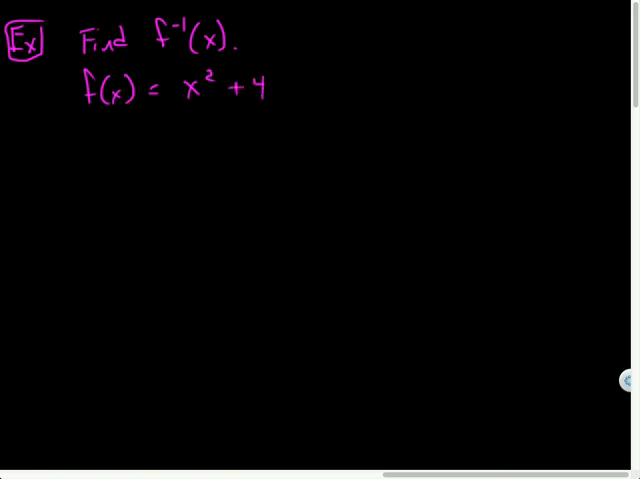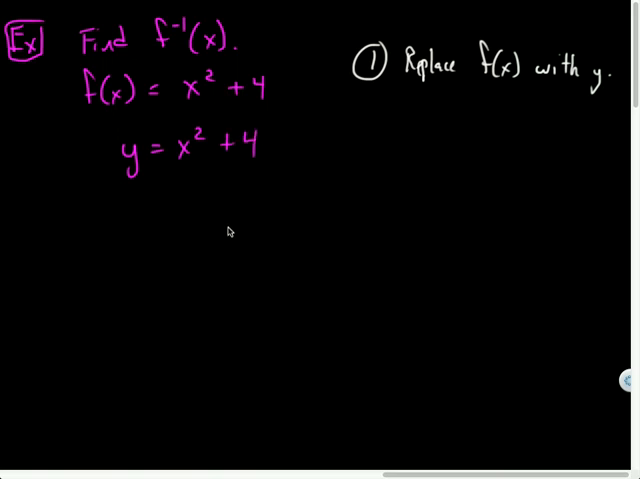And I'm going to give you some steps for this. Step 1 will be replace f of x with y. So for us, what that means is I will write this as y equals x squared plus 4, right?